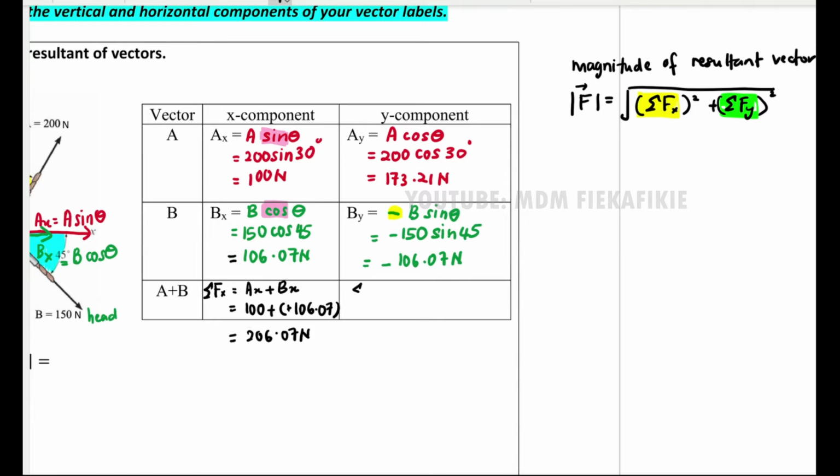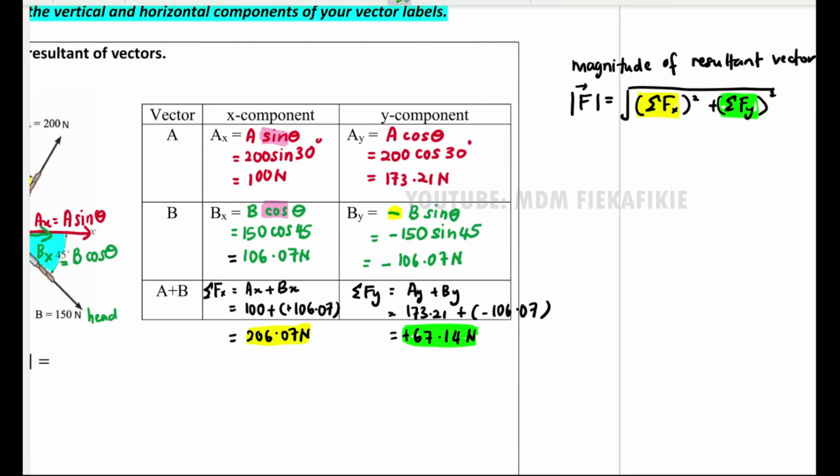And then for total force in Y component, ini adalah tadi total Fx yang kali kuning tadi. Okay, and then this one kita akan dapat AY plus BY. So AY saya adalah 173.21 plus negative 106.07. Okay, so saya akan dapat positif 67.14 Newton. Positif, alright? Positif, okay?